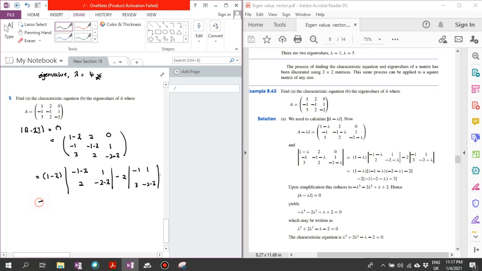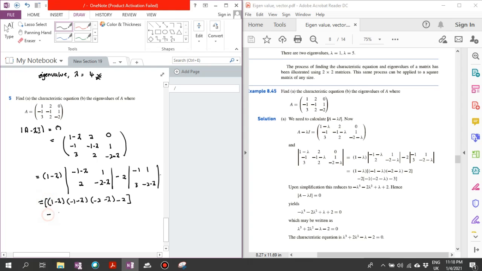So here you can solve it. You will get 1 minus lambda times negative 1 minus lambda times negative 2 minus lambda, minus 2. This is the first one.